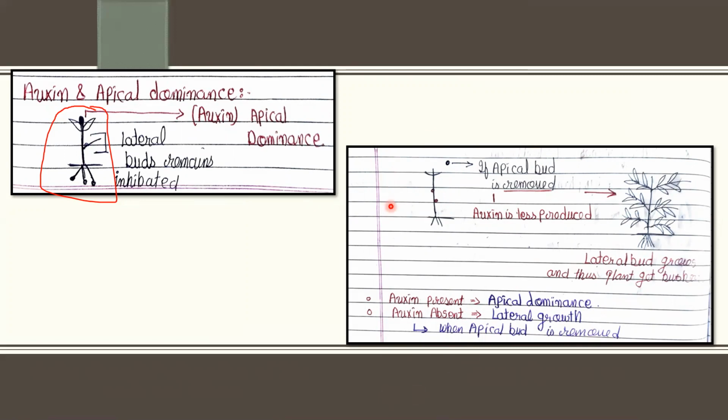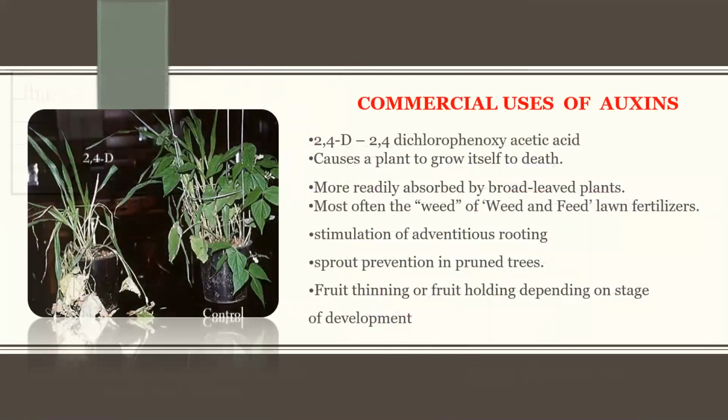Okay, so this was about the apical dominance. Now commercial uses of auxin. So 2,4-D causes a plant to grow itself to death, which means it is used as a herbicide or weedicide.